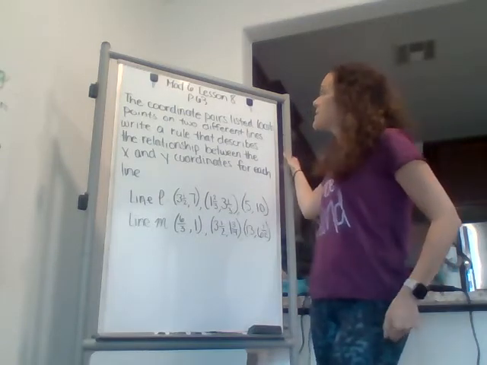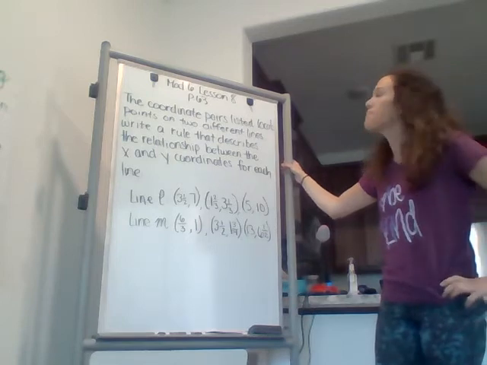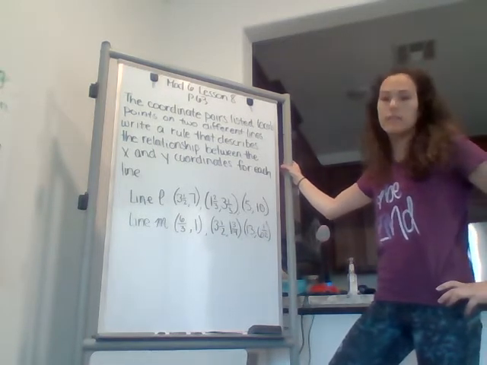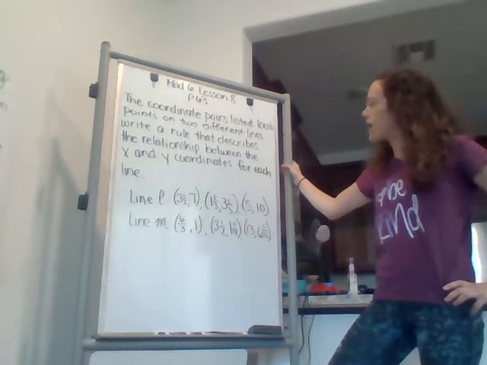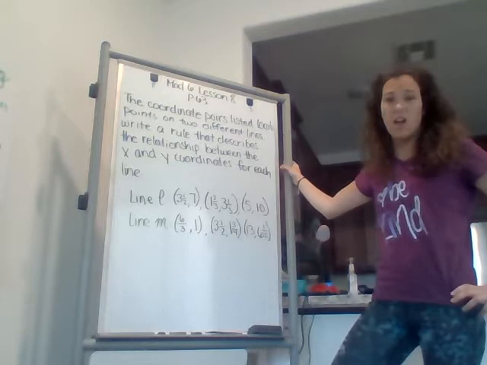Guys, today's is module 6, lesson 8. It's on page 63. It says the coordinate pairs listed locate points on two different lines. Write a rule that describes the relationship between x and y coordinates for each line.